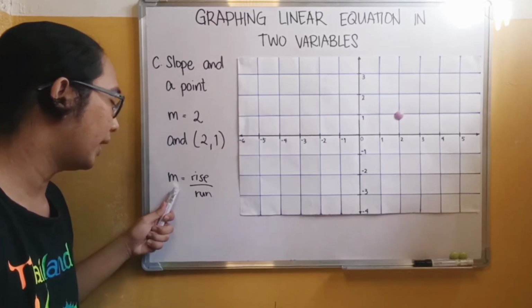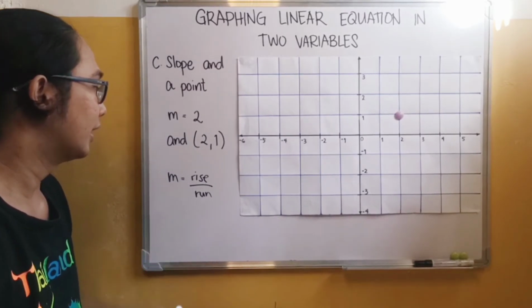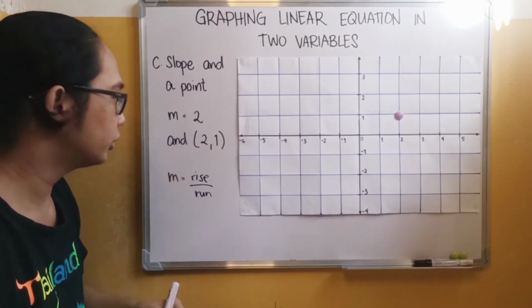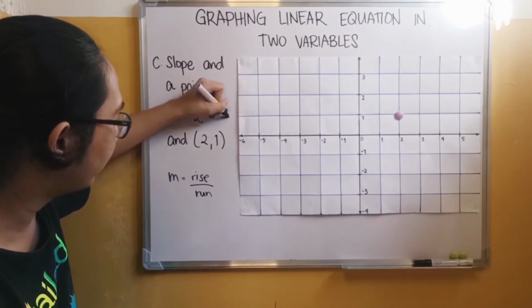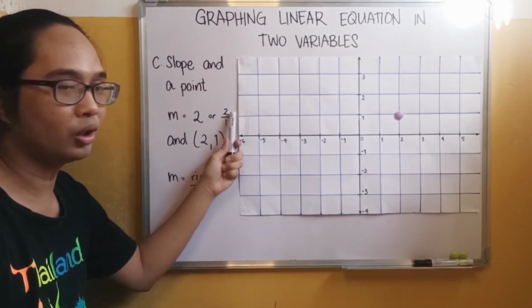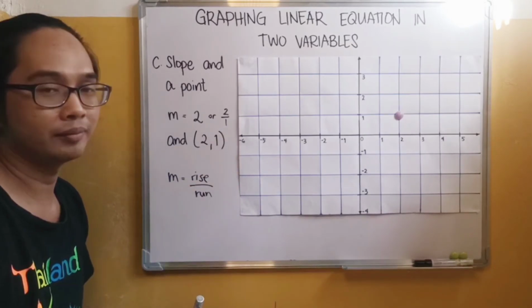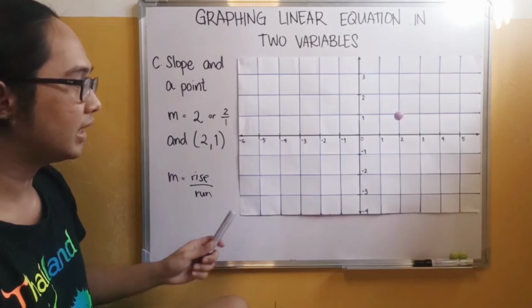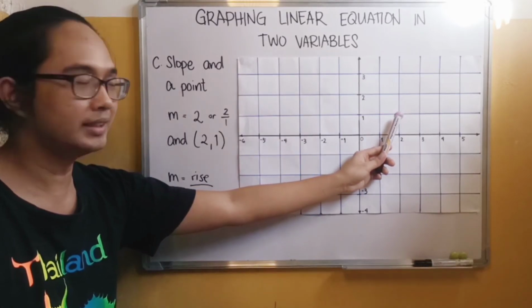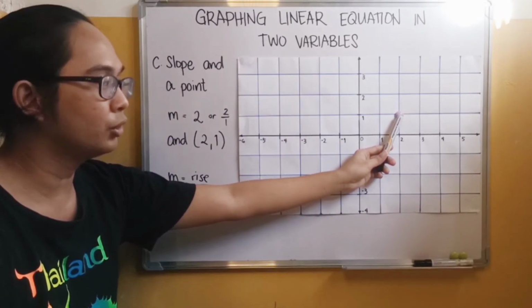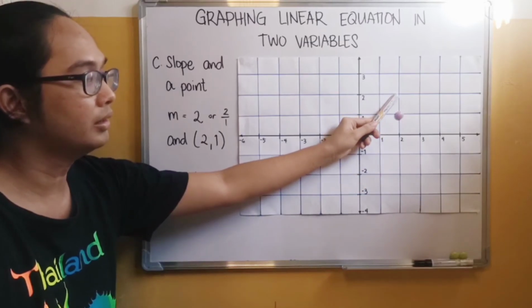Tatandaan ang ating slope ay rise over run. Na kung saan 2 is also equal to 2 over 1. Ang rise natin dito ay positive 2 at ang run natin dito ay positive 1. Starting from the point, ang rise natin ay 2 units. Since this is positive, we are going to have 2 units upward, 1, 2.